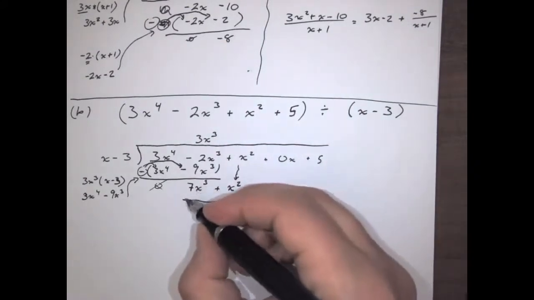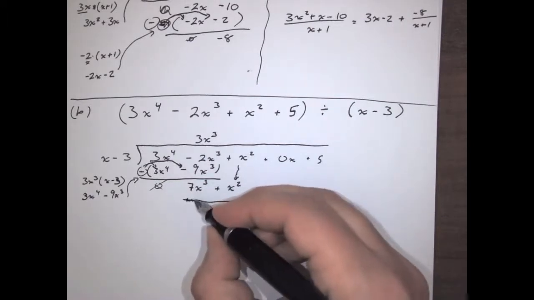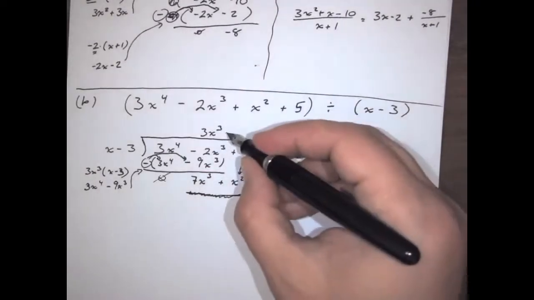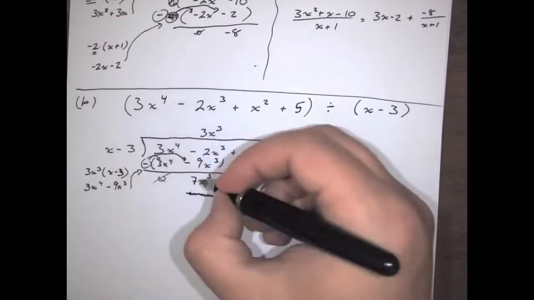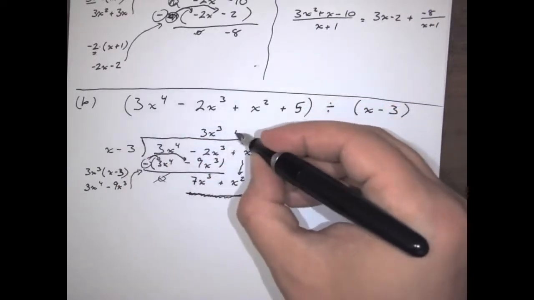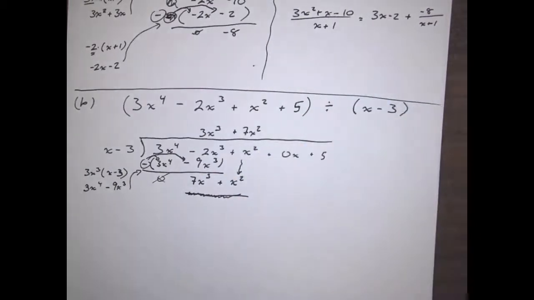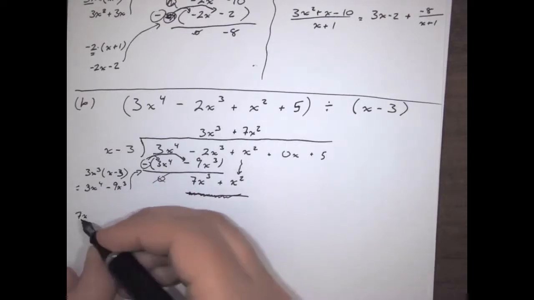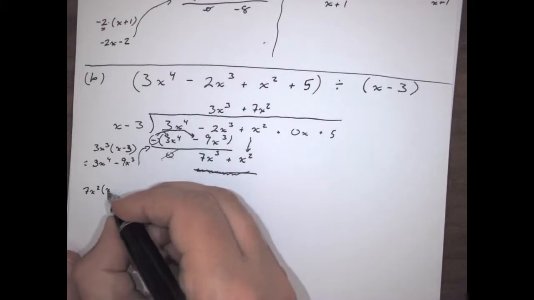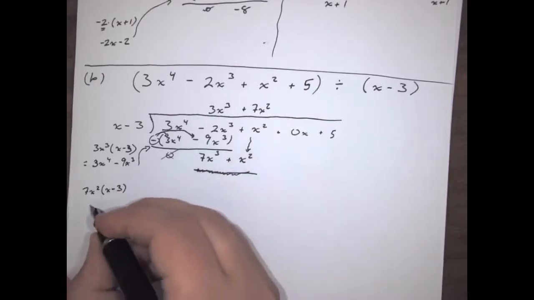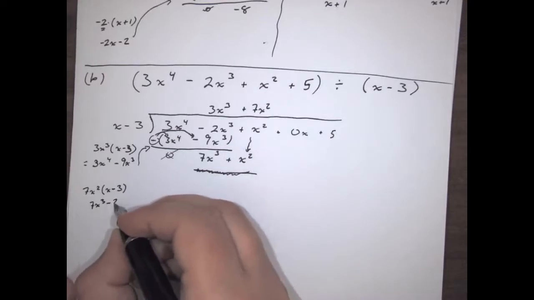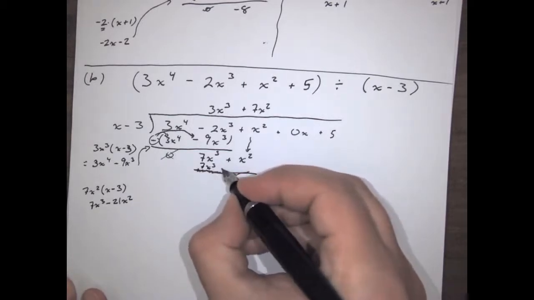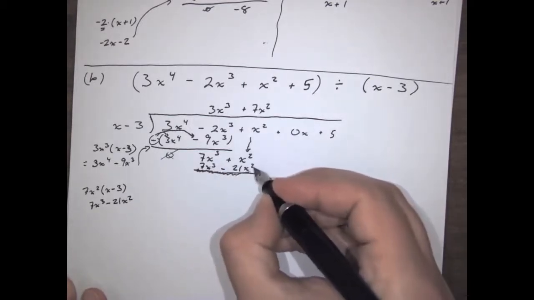So now we look at what's left here, and we figure out what we have to multiply this by in order to get that. So it needs a 7, and it needs 2 x's, so it's going to be plus 7x squared. And then we actually figure out what that will equal. So 7x squared times x minus 3 is going to be 7x cubed minus 21x squared. And that's what goes here, 7x cubed minus 21x squared.